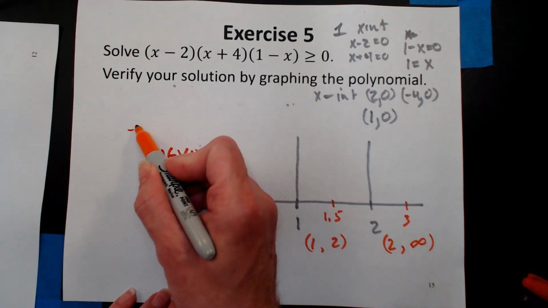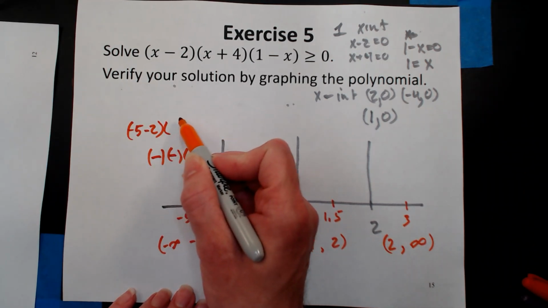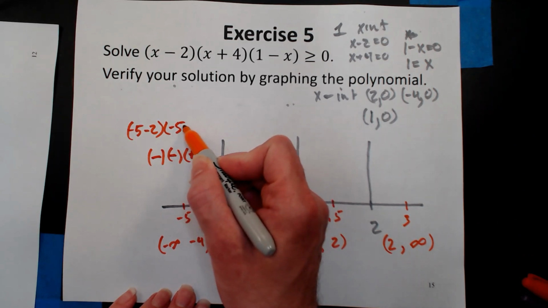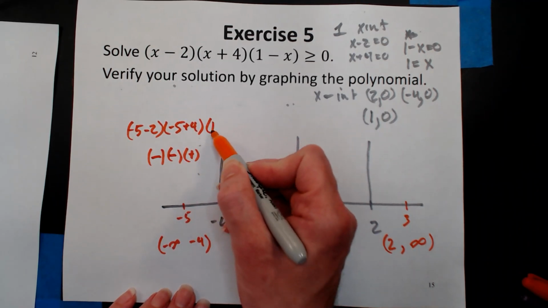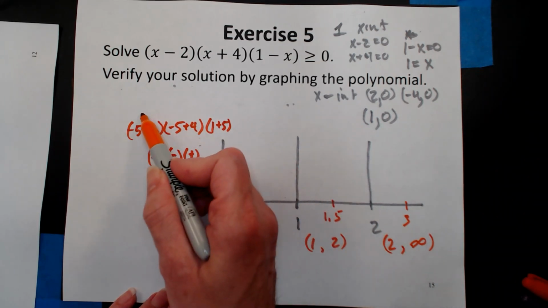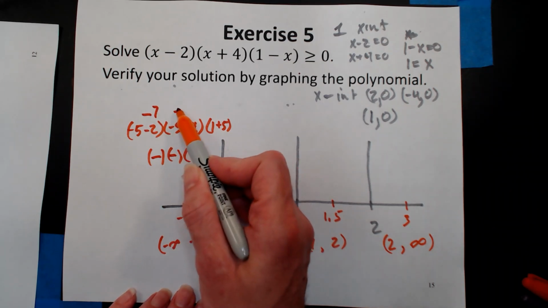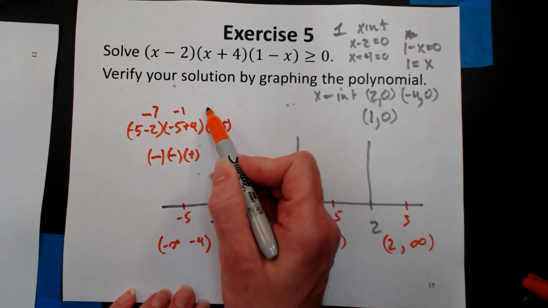So here we have negative 5 minus 2, and then this is going to be negative 5 plus 4, and this is going to be 1 minus negative 5, which is plus 5. And so this is going to be a negative number, negative 7. This is going to be a negative number, negative 1, and this is going to be a positive number, positive 6.